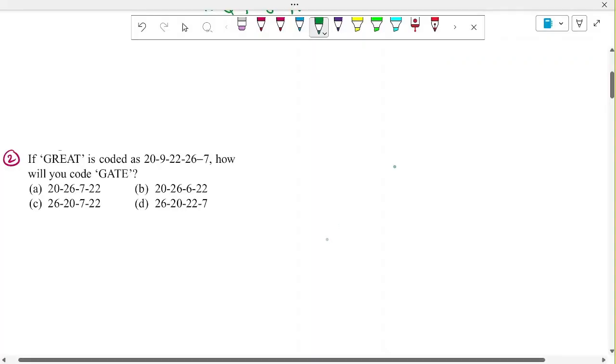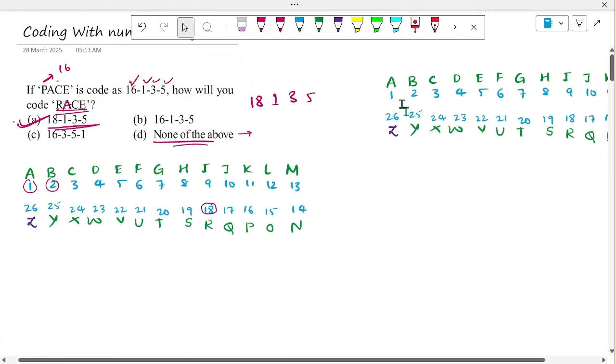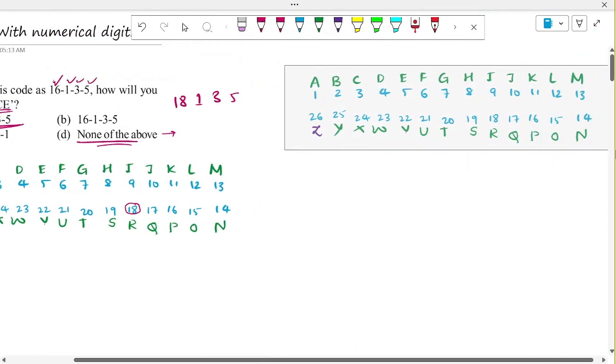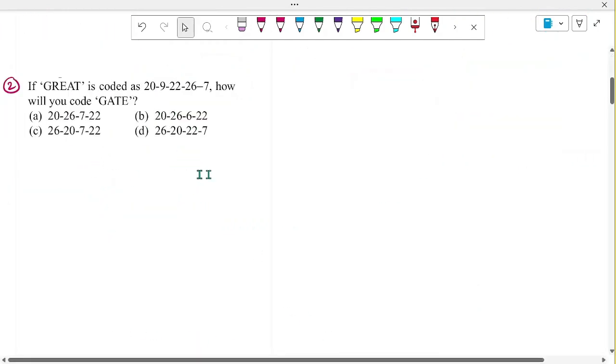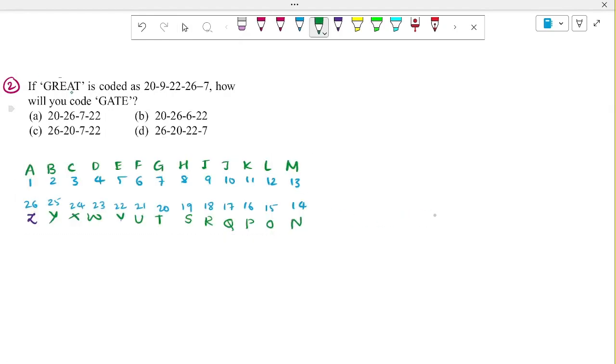Option A. Okay, we'll see. I think we'll require digits. G is given as 20 and then A is given as 26. Whenever you have got these kind of questions, try to observe what is related to A. From that, it will be very clear. If A is 1, then they have given it in correct order. If A is 26, it means they are given in reverse order.